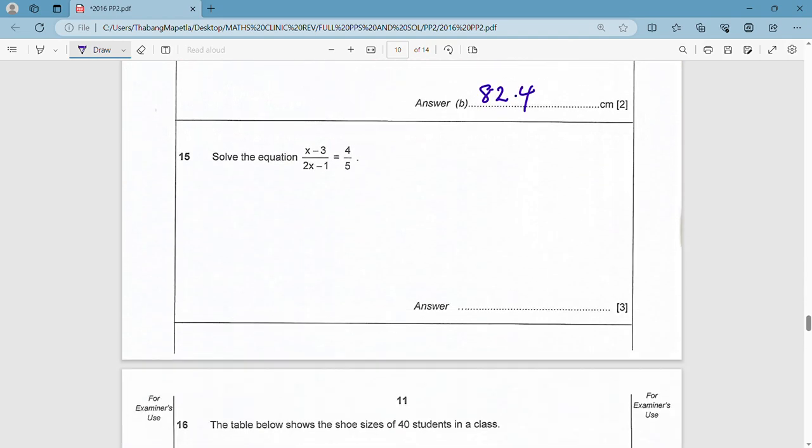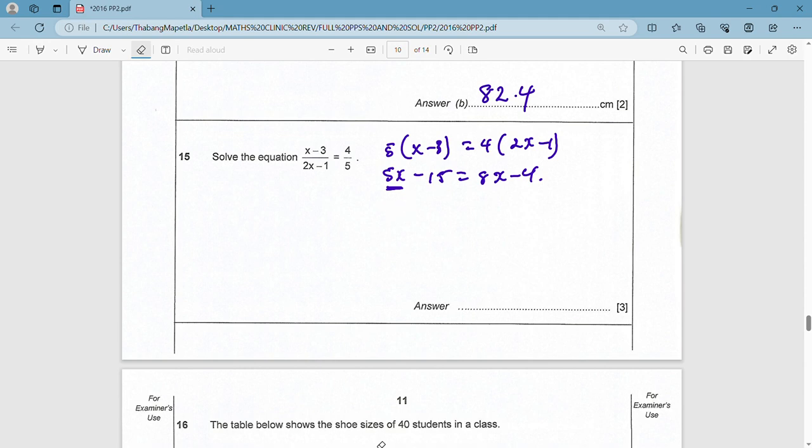Well, next we have this one. You have to solve it. Solving this one, you need to make it a linear equation first. So I'm simply going to multiply both sides by 2x minus 1, and then multiply both sides by 5. So we are going to have 5 times x minus 3 is equal to 4 times 2x minus 1. Here some people will say you cross multiply. Minus 15 is equal to 8x minus 4. And then take 5x to the other side, and take 4 to the other side.